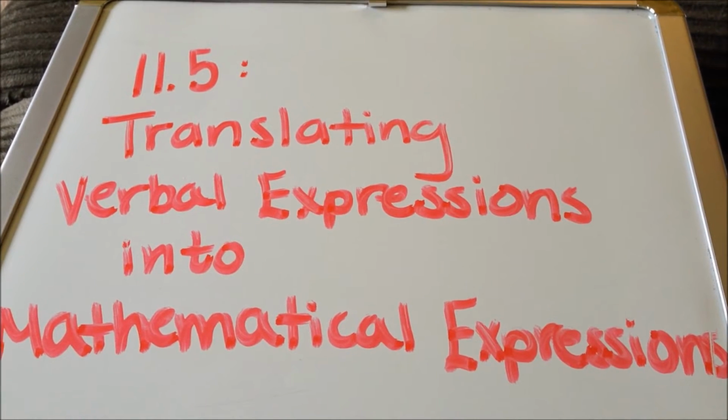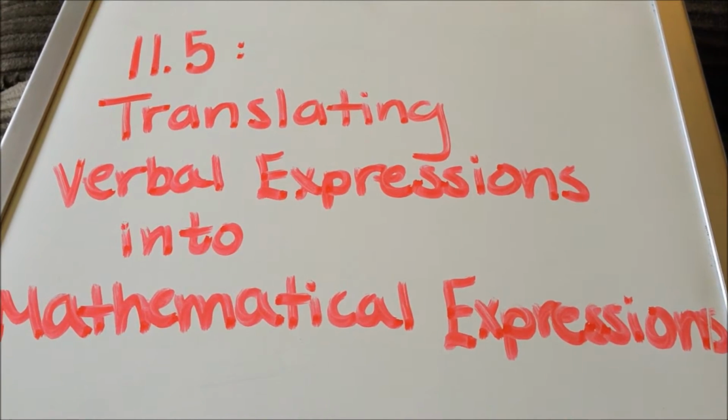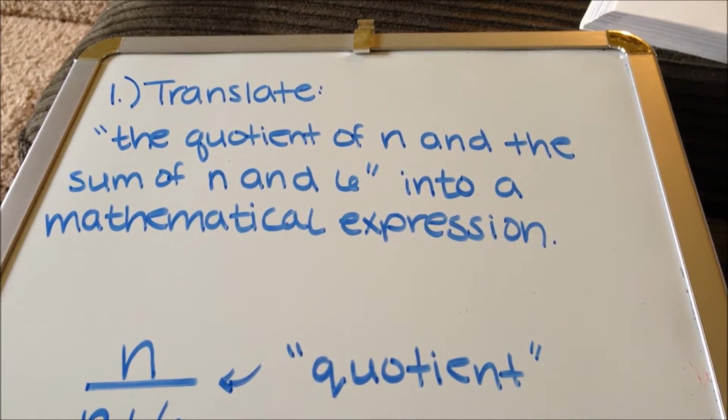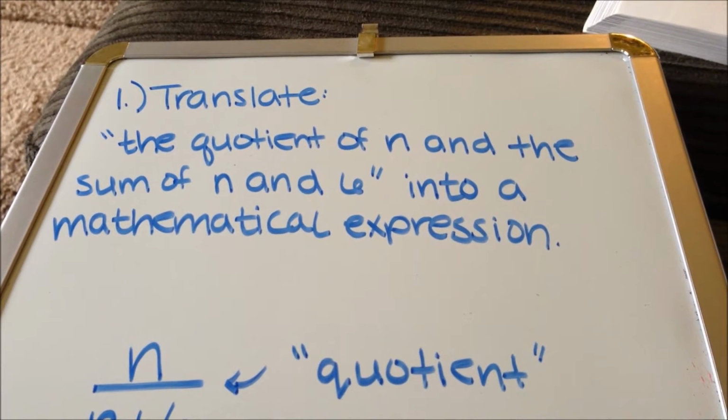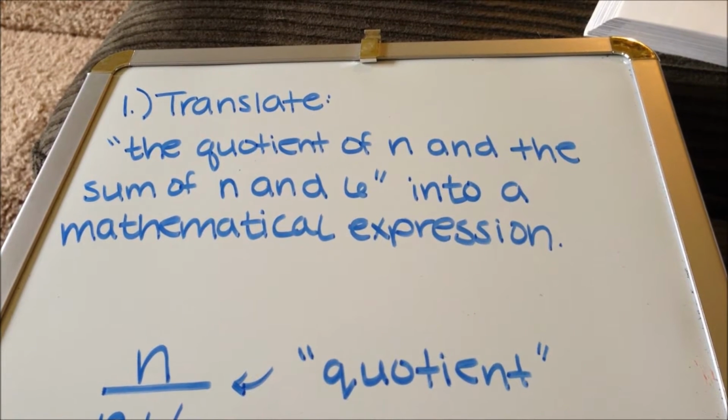Section 11.5, Translating Verbal Expressions into Mathematical Expressions. Number 1, translate the quotient of n and the sum of n and 6 into a mathematical expression. Start with the word quotient. The word quotient means division.